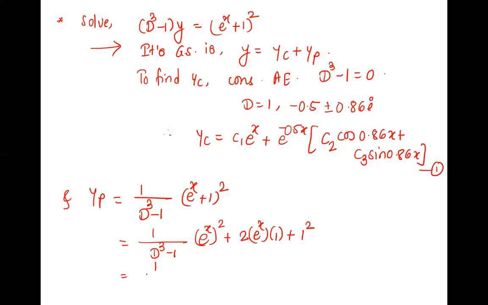So it is 1 upon D cube minus 1 into, what is this? e raised to x square, that is e raised to 2x, correct, plus 2 e raised to x plus 1. Yes, I'm writing this. Is it correct? Yes. So I'm taking it again on the next page. That is YP is equal to 1 upon D cube minus 1 into (e raised to 2x plus 2 e raised to x plus 1). The same step I'm writing.